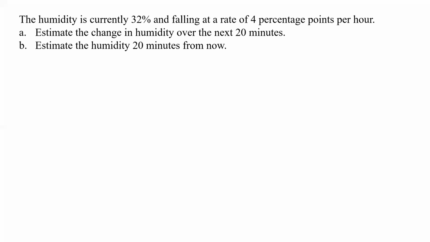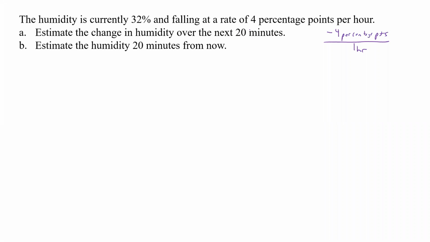All right, so here the humidity is currently 32% and falling at a rate of 4 percentage points per hour. So if we think about that, if it's falling at a rate, that's going to be a negative 4 percentage points per 1 hour. Okay, so that's really what it's doing. And so it's currently 32%. So what we're supposed to do is estimate the change in humidity over the next 20 minutes.